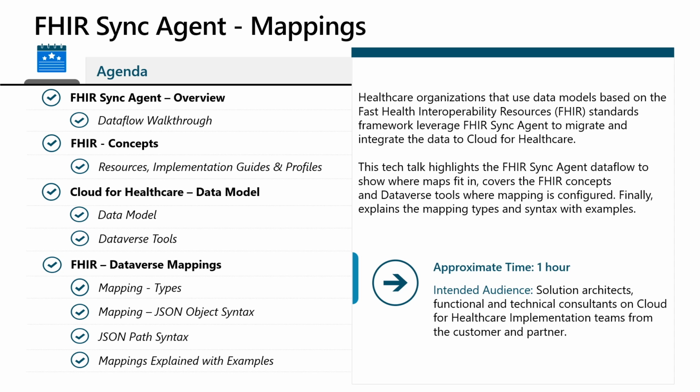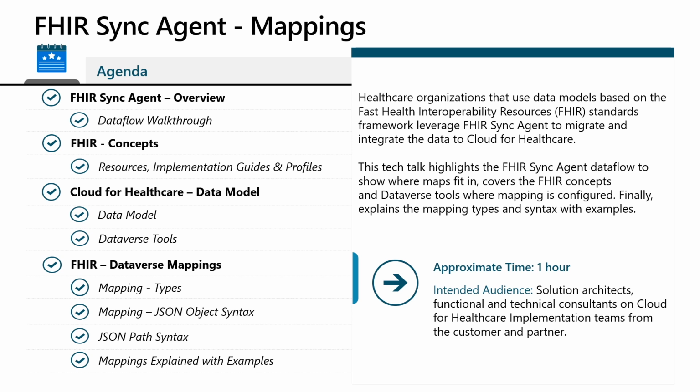So the agenda is split into 4 parts. In the first part, we talk about FHIR Sync Agent data flow. That is the data flow walkthrough from Azure API for FHIR to Dataverse and from Dataverse to Azure API for FHIR. In the second part, we cover FHIR concepts that are needed to understand the mappings.